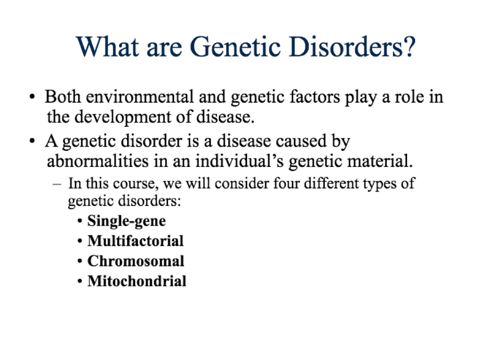Okay, so a genetic disorder is a disease caused by abnormalities in an individual's genetic material. Meaning something is different about the DNA that causes a disease. Now, there's 4 different types of gene disorders. You have single gene, multifactorial, chromosomal, and mitochondrial. Those are the 4 we're going to talk about in here.